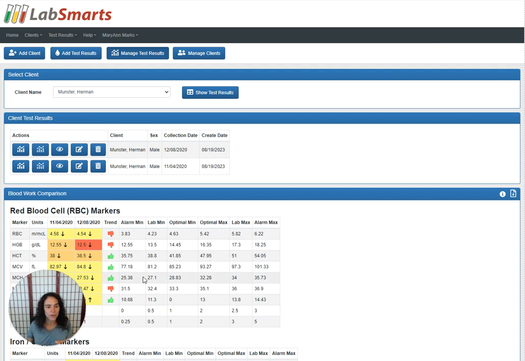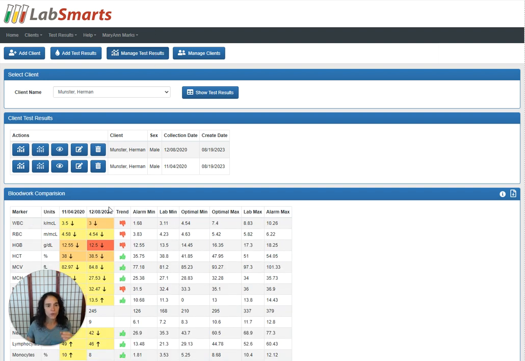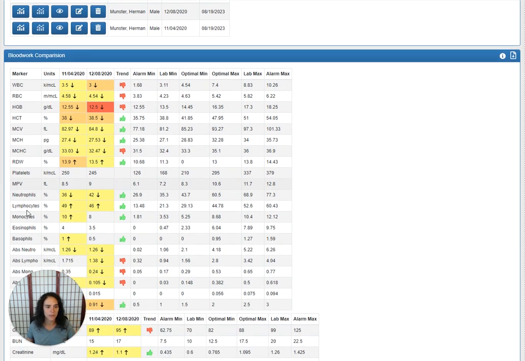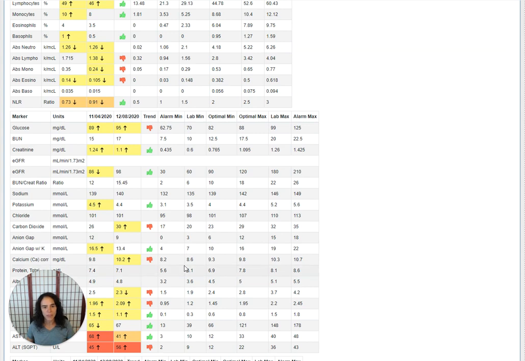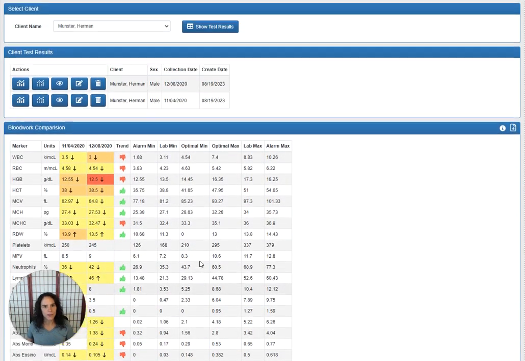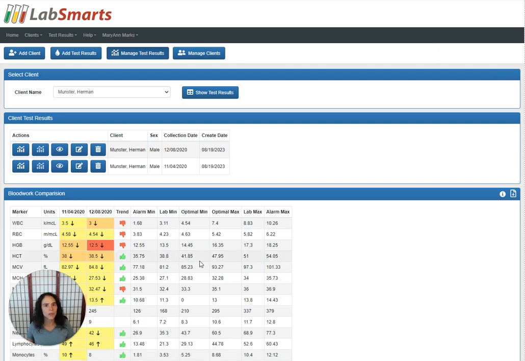So what it used to look like is, when you go to manage test results, you select your client, you see all the tests that they have added here. And don't forget, this button is when you want to plot the current results and the previous results on the same bar graph. Anyway, down below is the blood work comparison table, and it used to look like this, all grouped in the same order that you enter the results. So it was all CBC markers, CMP markers, lipids, and I've been wanting to group it the same way that we group the bar graph.